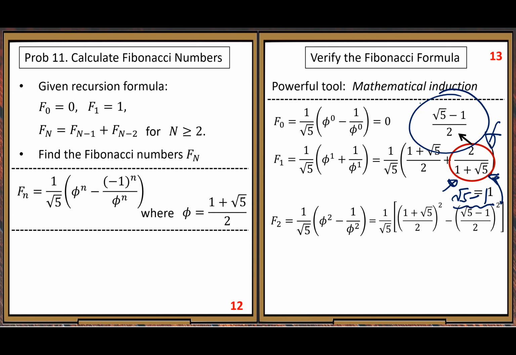The first one, 1 plus root 5 over 2, whole thing squared. Then root 5 minus 1, because we just did a conversion, minus 1, whole thing squared. Then you expand them, the whole thing. Then after cancellation, you get 1. Still you get 1. But you need to do a lot of work.